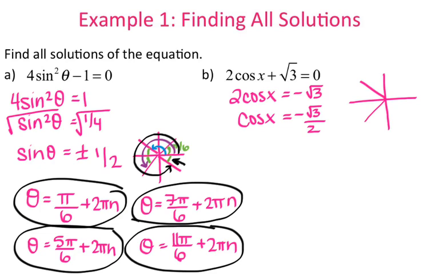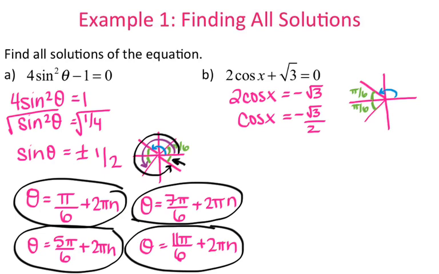So the first thing I want to find is that reference angle where my x-coordinate is root 3 over 2. So I'm going to use my hand trick. My x-coordinate is root 3 over 2 at pi over 6. So this reference angle is pi over 6, and this reference angle is also pi over 6. Now the angles that I actually want to find are these two.